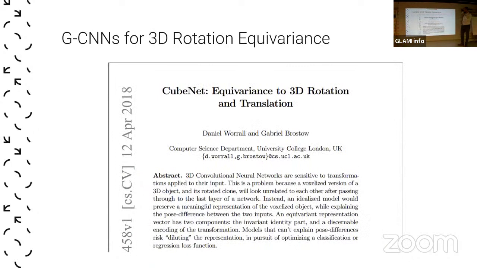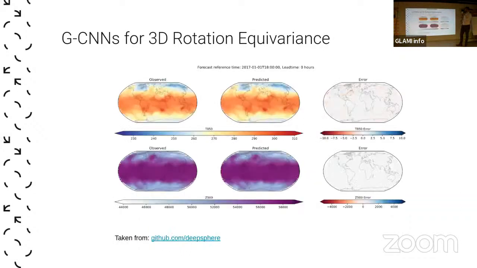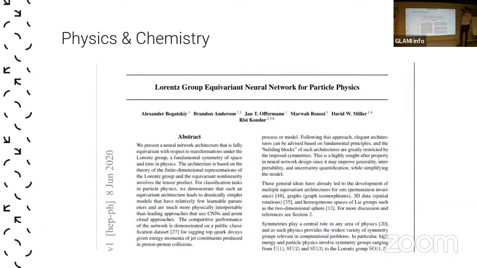And then there's more exotic uses where you can construct neural networks that are equivariant to 3D rotations. And these can be, for example, used to predict how the atmosphere is going to evolve. So you can come up with weather models and other things and really put the equivariance into the model. And then one of the most successful uses has been in physics and chemistry, because the equivariance in both corresponds to something that you know about the system that you're modeling.